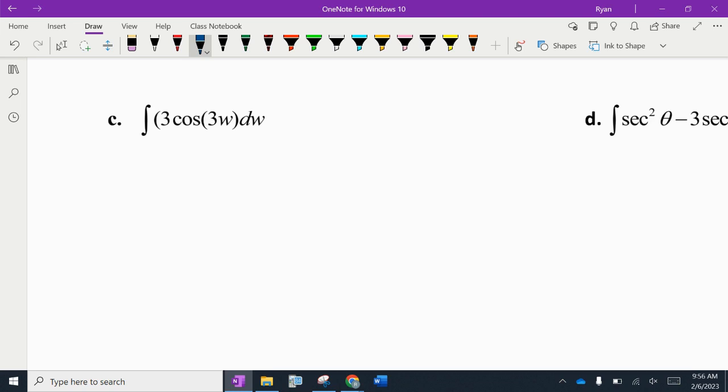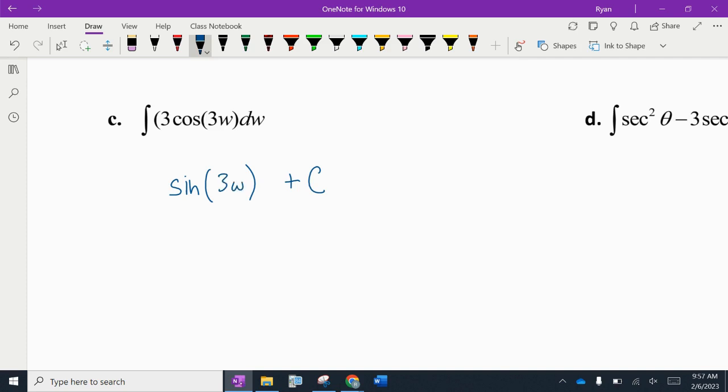Maybe. Let's think about this. How about the fact that, what if it was just 3 sine 3w? Okay, it's fine, it's 3 sine 3w. I'm filling in some parts that I know. I know the derivative of sine is cosine. What should be the angle on the inside?